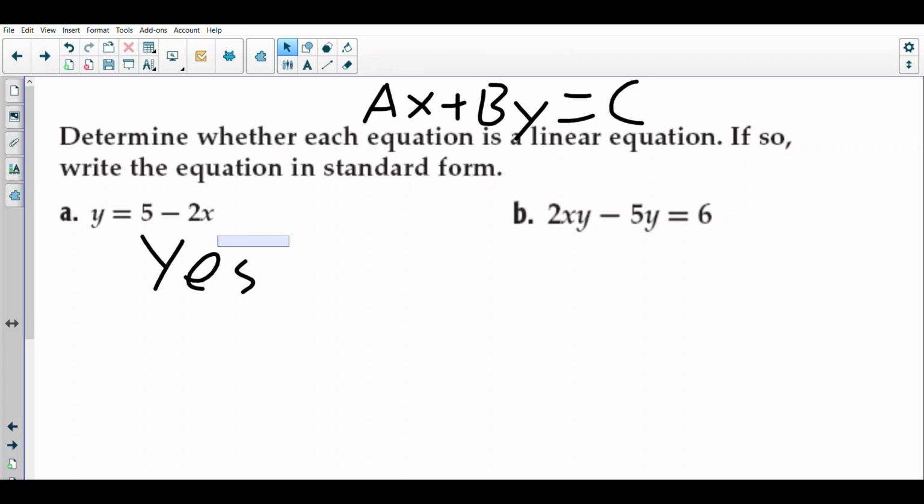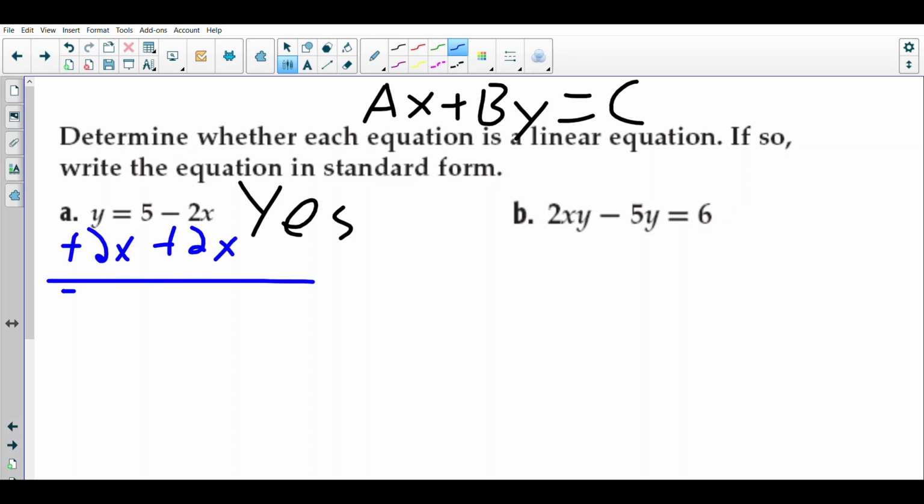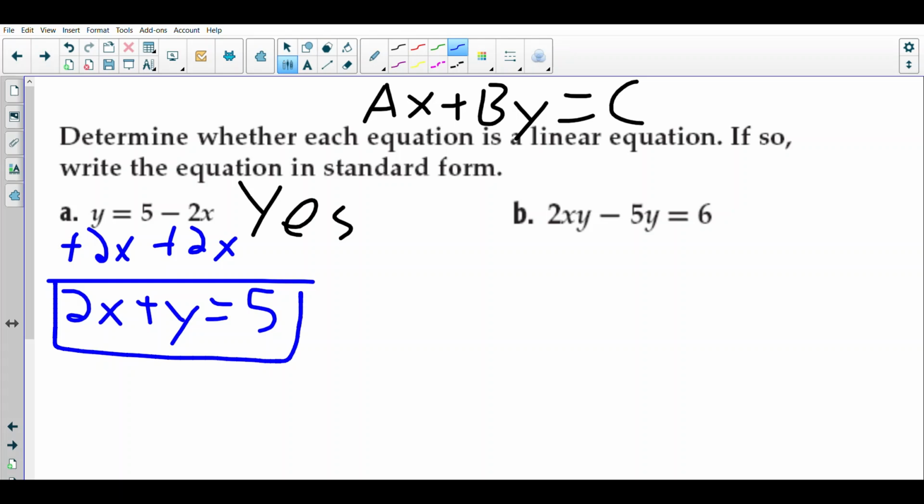And then it says, write the equation in standard form. Well, standard form has x and y on the same side, so we are going to add 2x to both sides. So we get 2x plus y is equal to 5. And there is our standard form. Because notice 2, 1, and 5 have a greatest common factor of 1. So we're done.